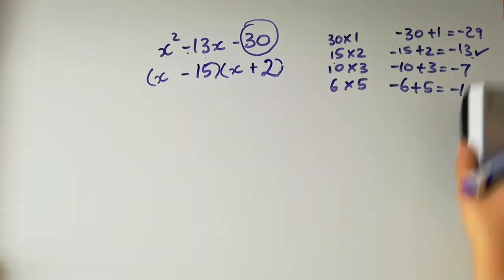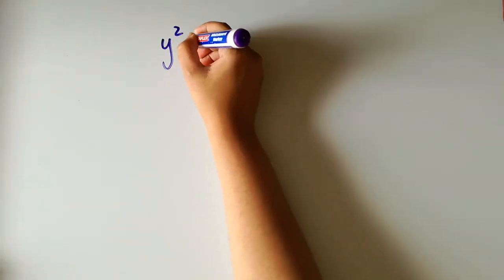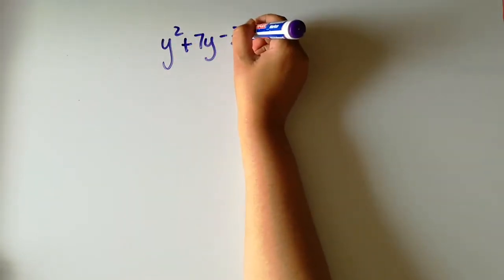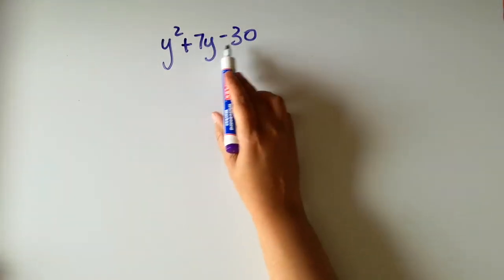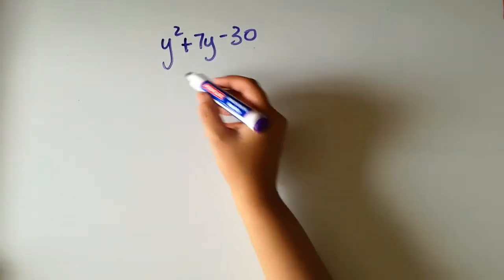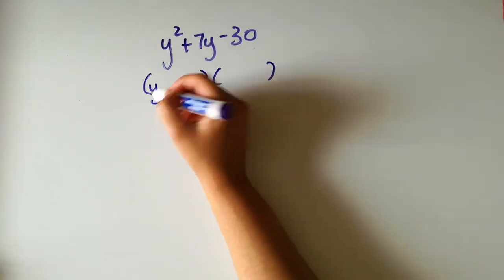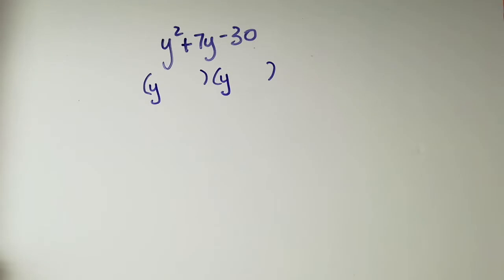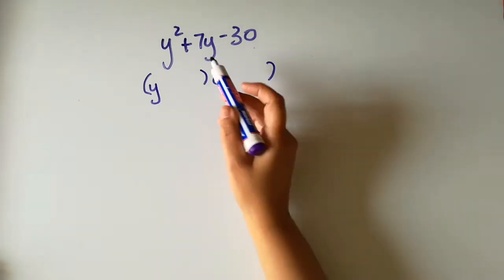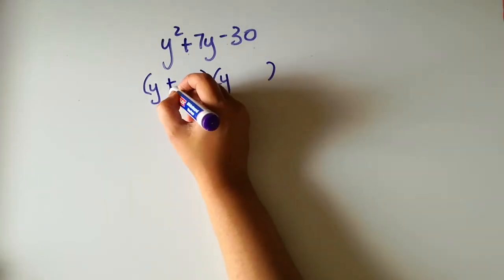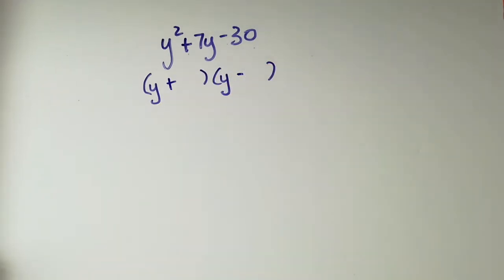Let's do one more example. In this example, I have y squared plus 7y minus 30. First step, look for a common factor. We have none here, so I'm going to open up two brackets. Y squared here, so I'm going to have a y and a y. Now, because I have a plus and a minus here, that means one of my brackets needs to be a plus and one needs to be a minus.